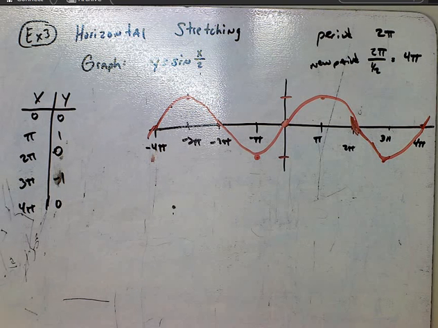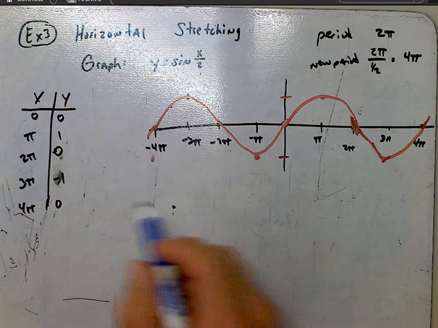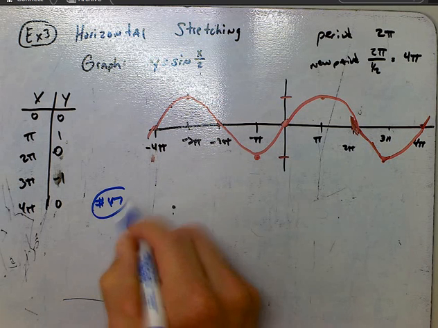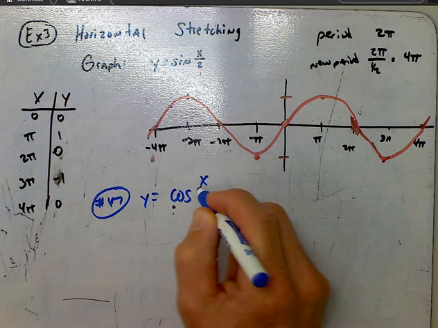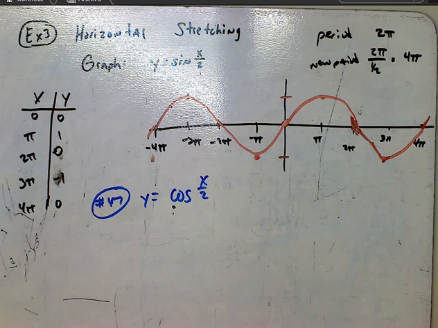I want you to try number 47. And it says graph y equals cosine of x over 2. So you should have pressed pause and had a chance.